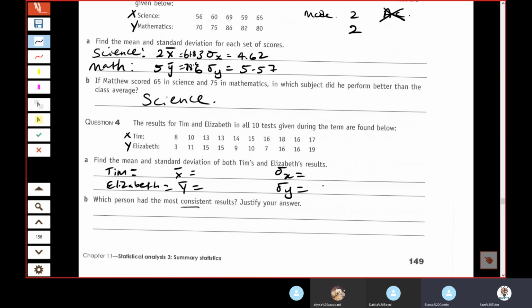So for Tim, for the mean, I got 14. Yeah. And then the standard deviation for Tim, I got 2.97. Yep, 2.97. For Elizabeth, for the mean, I got 12.1.